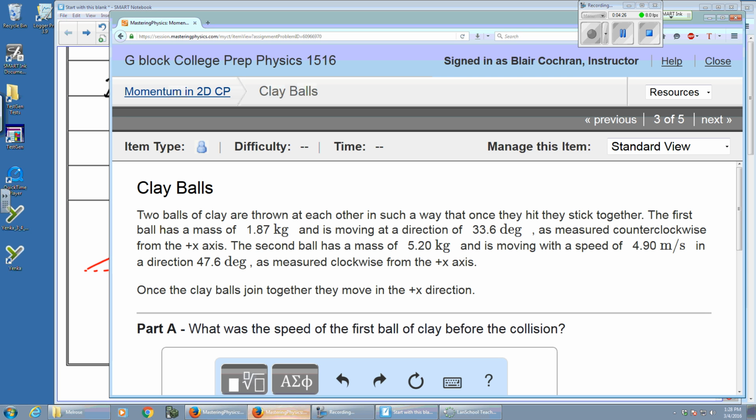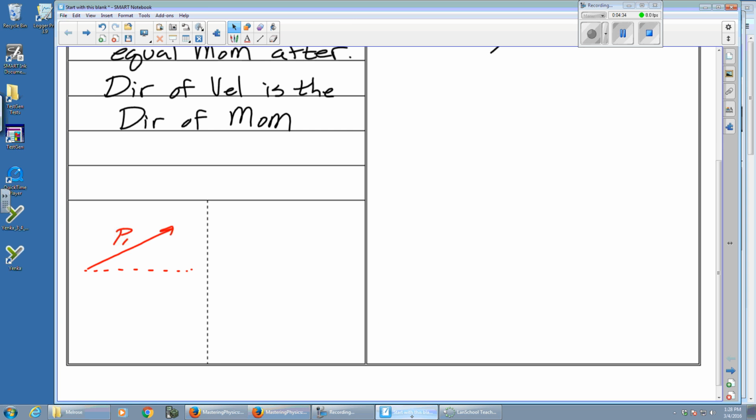And then I'm looking at ball 2 now, and it's at 47.6 degrees clockwise from the x-axis. So clockwise would mean down, so it's going to be like that. That'll be the second momentum. Does anyone see how I got those directions? Or anyone have a question about how I got those directions?